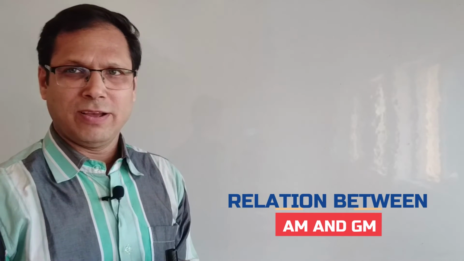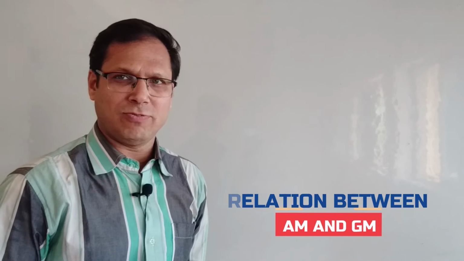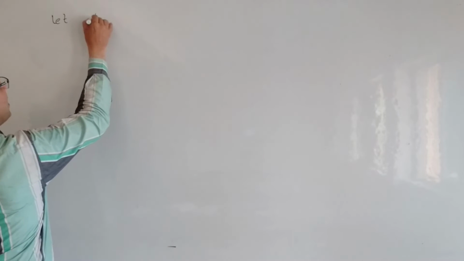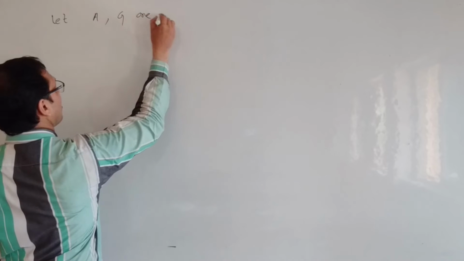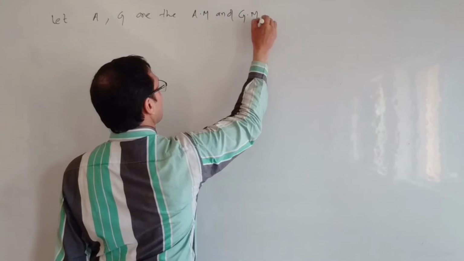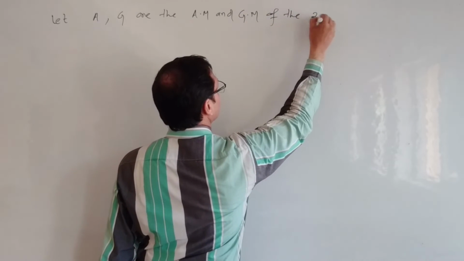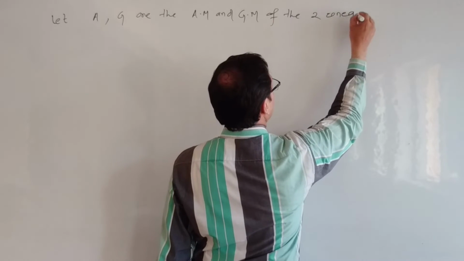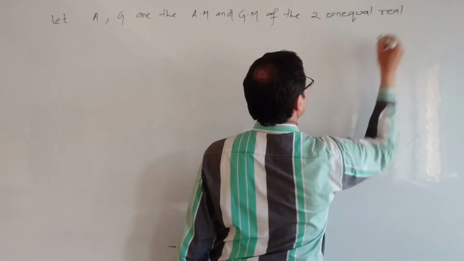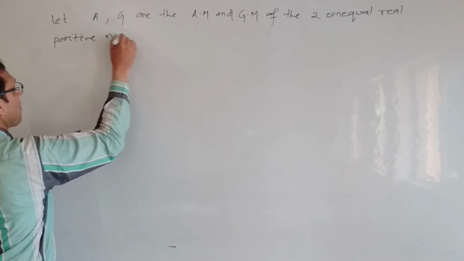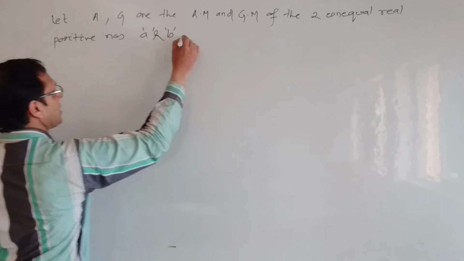Now we'll take the relation between arithmetic mean and geometric mean of two positive real numbers a and b, which are not equal to each other. So let A and G be the arithmetic mean and geometric mean of the two unequal real positive numbers a and b respectively.